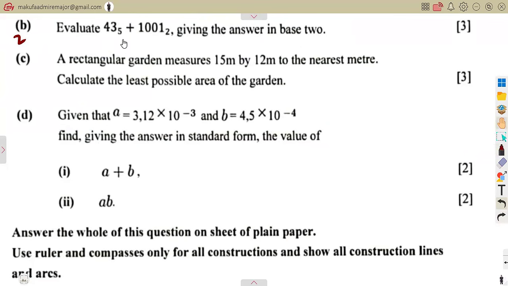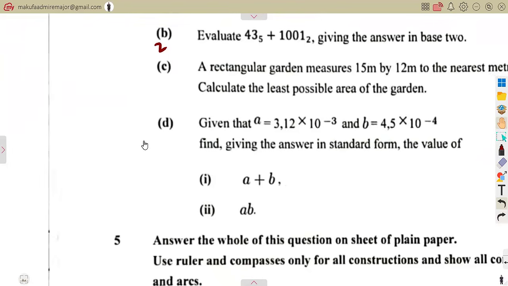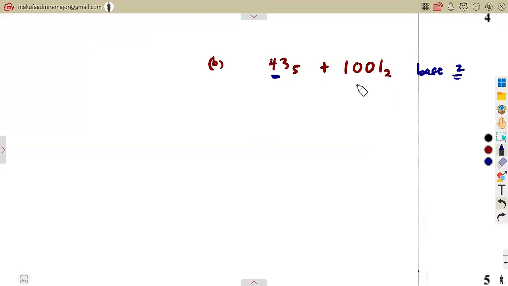On item B, we are given to evaluate this, giving the answer in base 2. So this is up to you. Either you're going to have the first number in base 2, or you convert both numbers to base 10. It's up to you. All right, so this is B, 43 base 5, plus 1001 in base 2. All right, so as for me, I'm just going to work with this one in base 5. Remember, we are asked to give our answers in base 2. So already this other number is in base 2. So you can just leave this as it is.